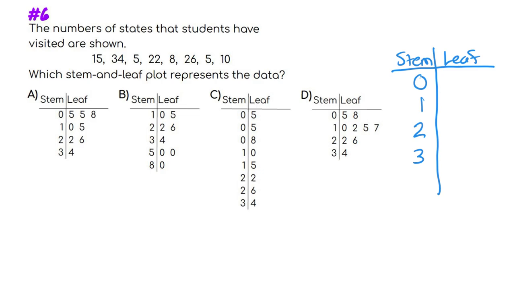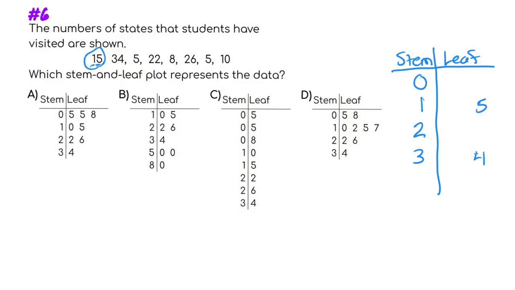So first, 15 is 1 and 5. So the stem will be 1, and I need a 5 leaf. Leaving room, because these have to be in order, leaving room if there is a 0, 1, 2, 3, 4. Okay, the next number is 34. So stem is 3, leaf is 4.